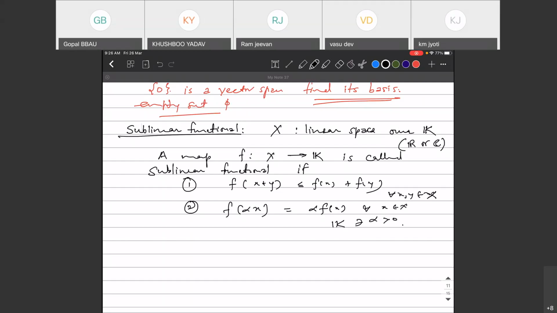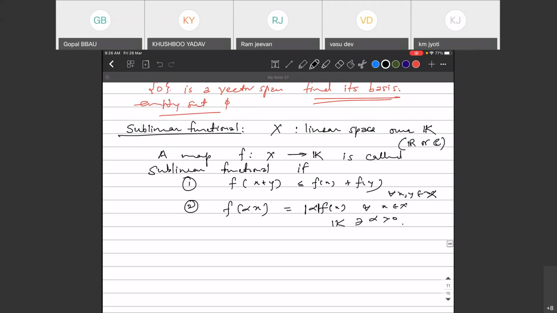So we should write this. If we are in C, then it will be mod of alpha. So here I should write K in L. Correct?